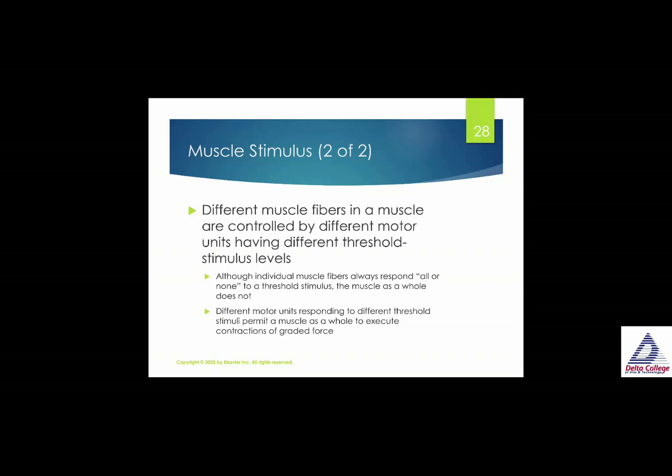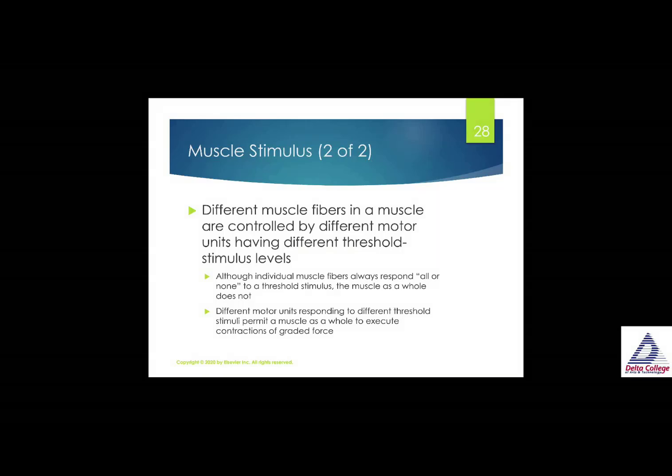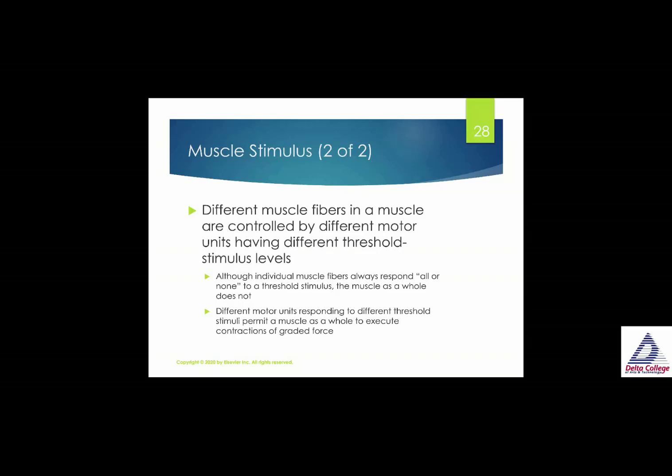Now, different muscle fibers in a muscle are controlled by different motor units having different threshold stimulus levels. Although individual muscle fibers always respond in the all or none manner to a threshold stimulus, the muscle as a whole does not. Different motor units responding to different threshold stimuli permit a muscle as a whole to execute contractions of graded force.